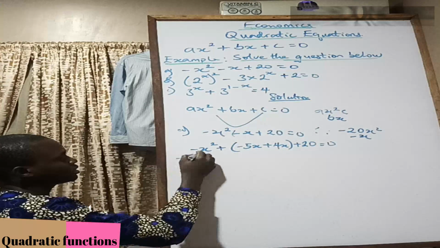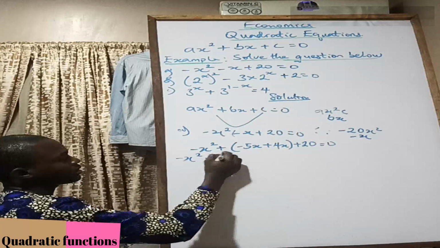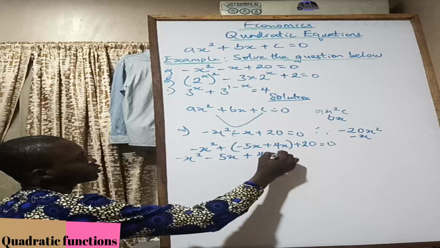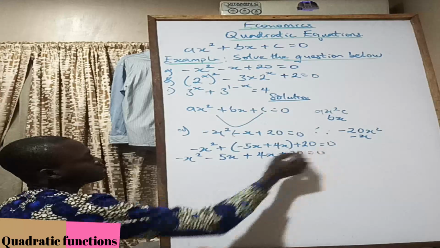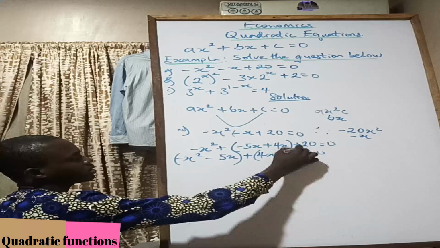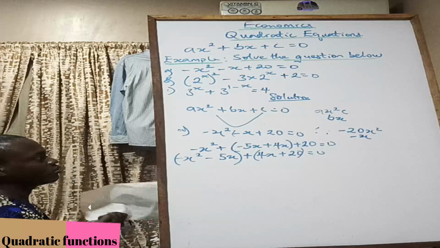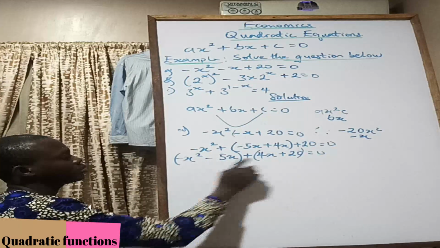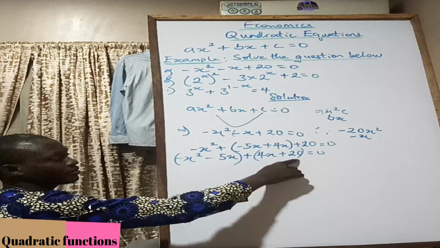I have minus x squared. Plus times minus is minus 5x. Plus times plus is plus 4x. Then plus 20 equals 0. So I now pick them. Pick this, then this, and this. Now, one thing that you must know from the completing the squares method is that after factorizing, the expression here must be the same as the expression here after factorizing.